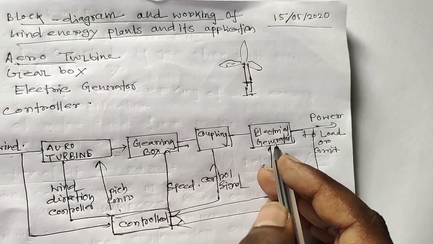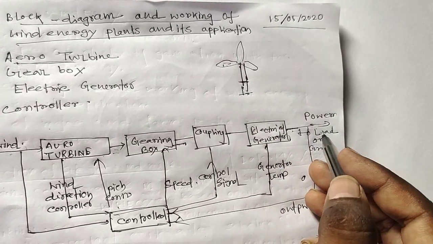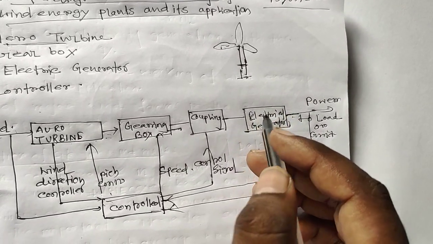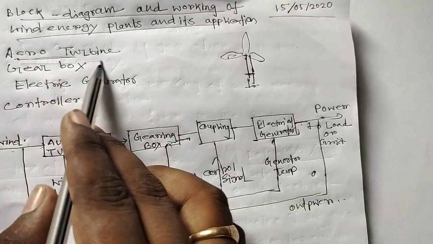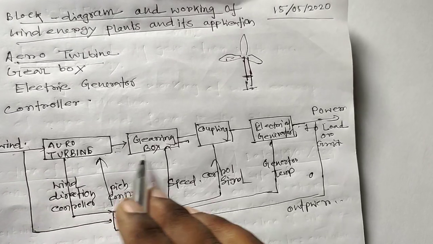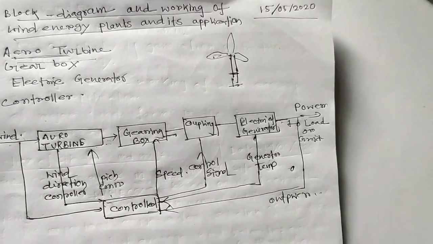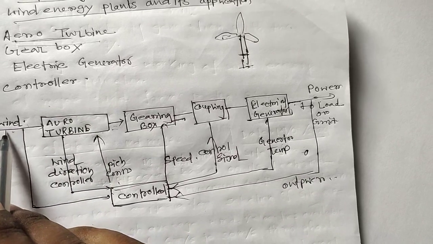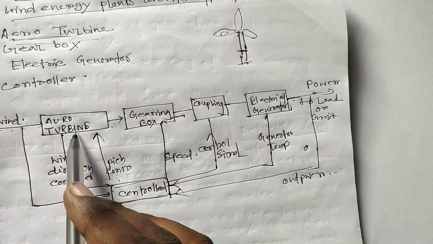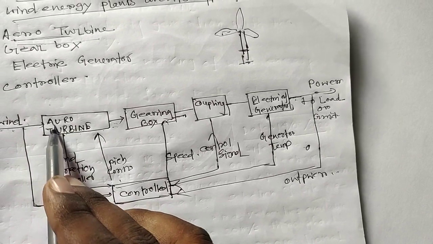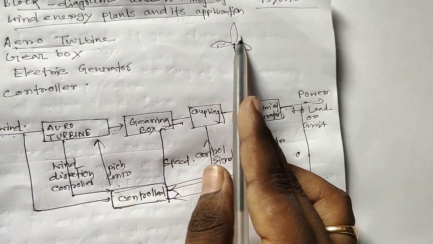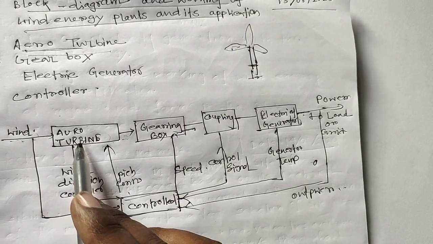The output of the generator is collected through electrical power cables. Then I will discuss the working principle of the wind energy power plants. How does it work? First we see the wind is flowing to the aero turbine or turbine blades. That means when the wind strikes the rotor blades, these blades start rotating.